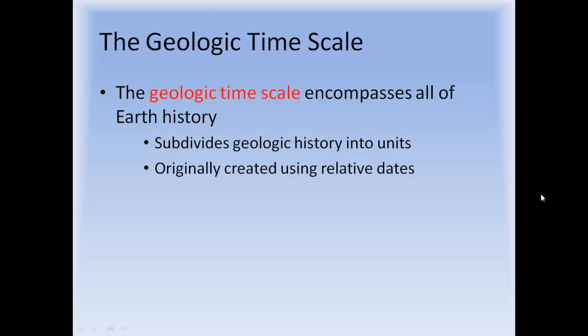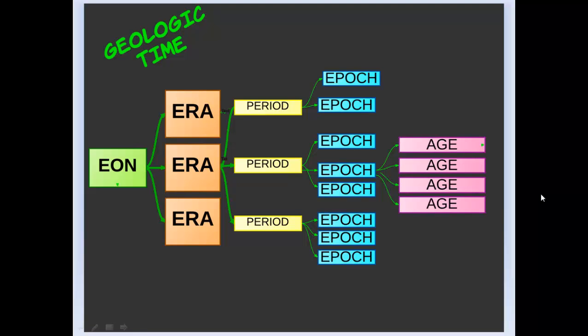The geologic timescale encompasses all of Earth's history. It subdivides geologic history into units, originally created using relative dates. For example, we have a large chunk of time called an eon, and we can break those down into eras. These could be billions of years, these eons. Eras, which are billions or millions of years, get broken down into periods, which then get broken down into epochs, which can then be broken down into an age. And these still run millions of years. So these are very large chunks of time.